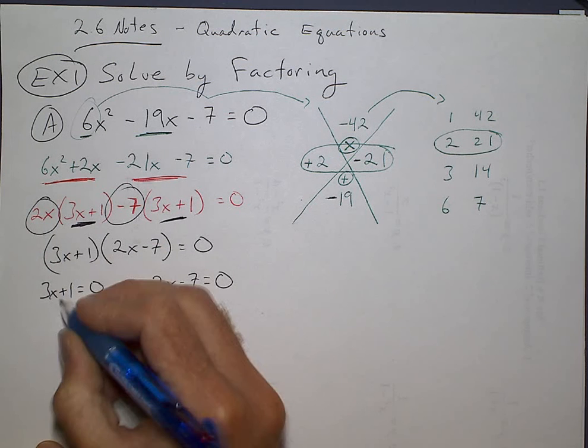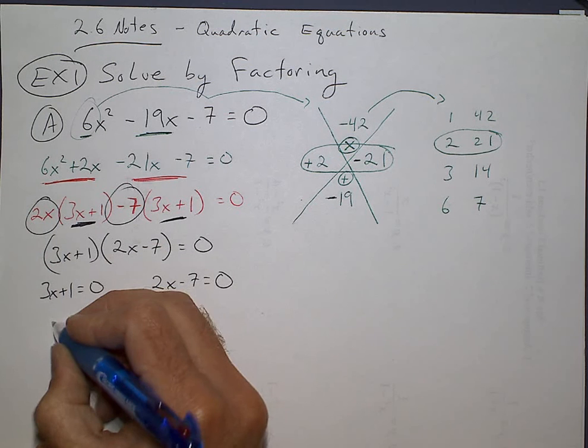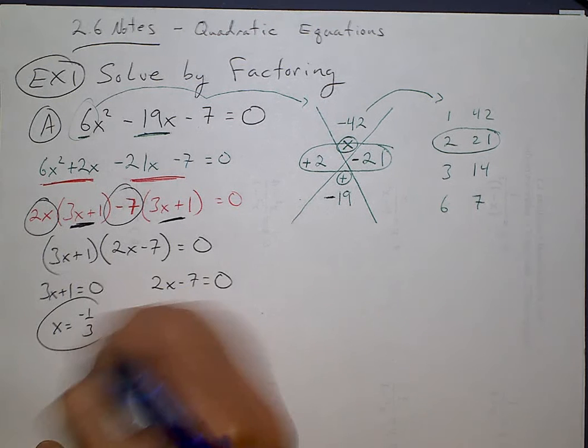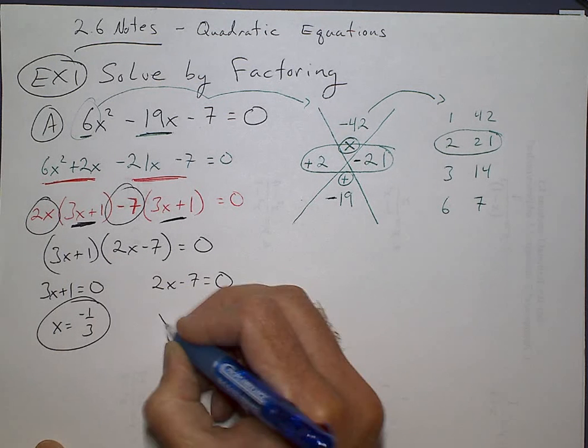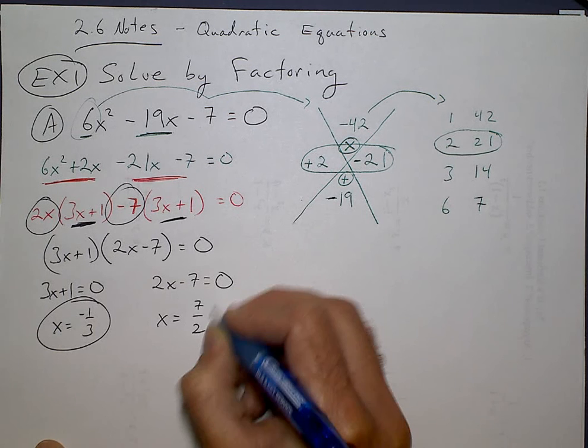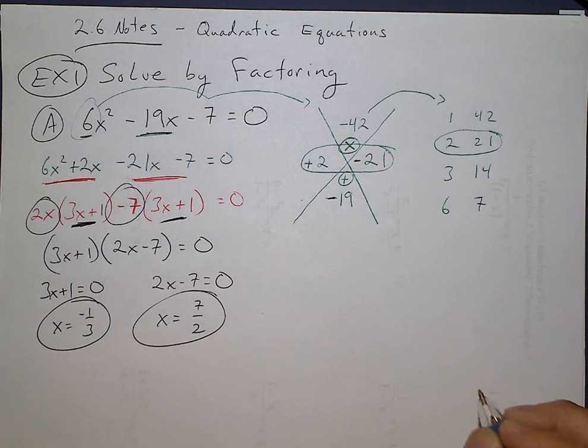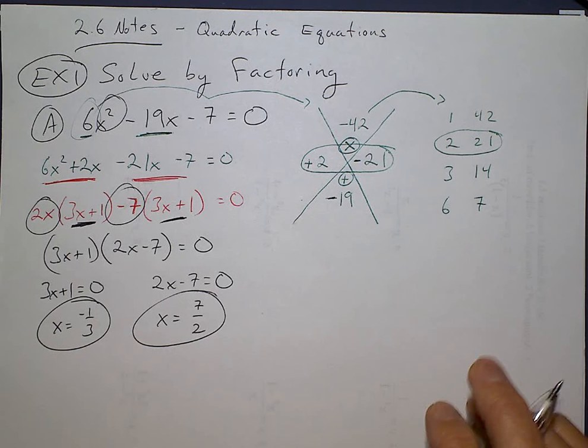And we subtract 1, divide by 3, and so x equals negative 1/3. Add 7, divide by 2, and x equals 7 over 2, positive. Now, we knew, because this was an x squared, we knew we were going to end up with two solutions, or we could end up with two solutions.